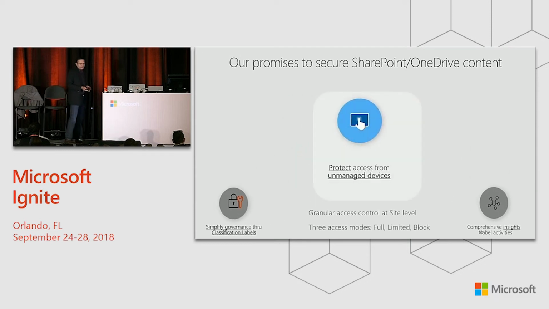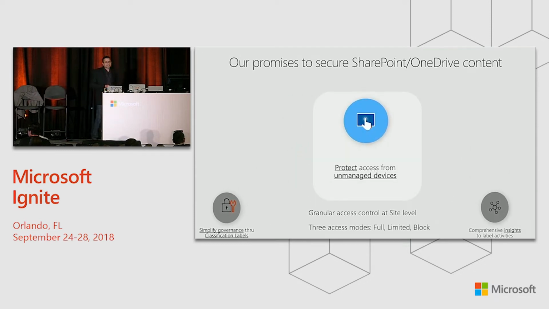So let's dive in. The first pillar we're going to talk about is protecting access from unmanaged devices. Many of you know, a year ago, we introduced a concept of limited access mode in SharePoint and OneDrive for Business. We introduced it at the tenant level. So as an Office 365 organization, you can decide when users are accessing your corporate content from an unmanaged device, do you want to allow them access? If so, you can allow them full access or limited access. That means they can only do limited experiences. They cannot download, print, or sync the documents. Or you can completely block the access. That is configured at the tenant level.